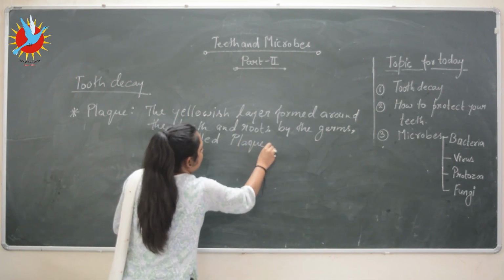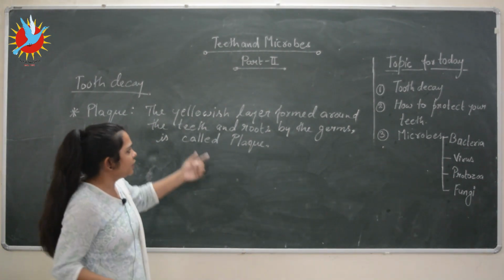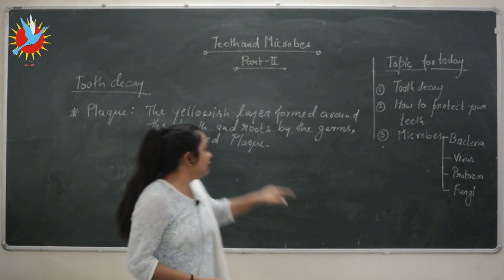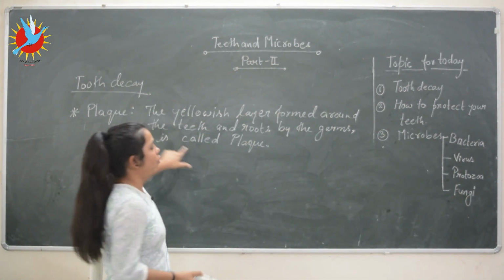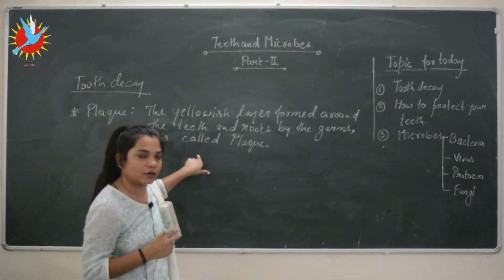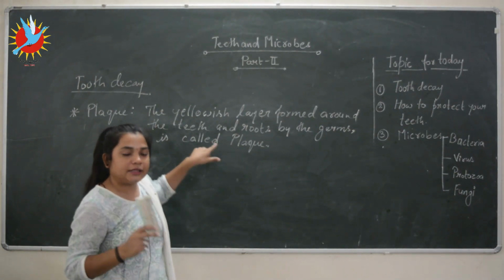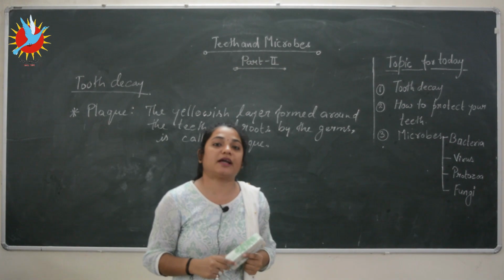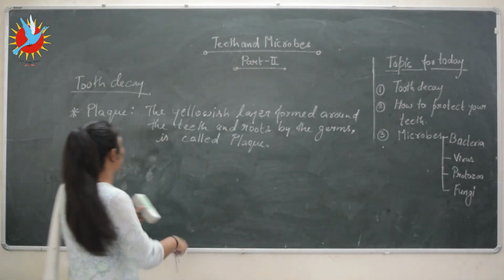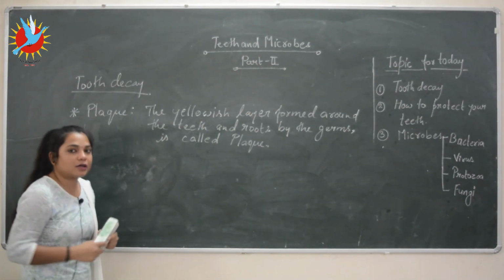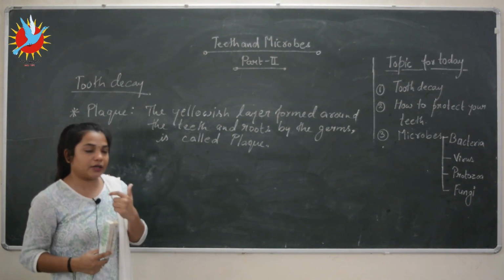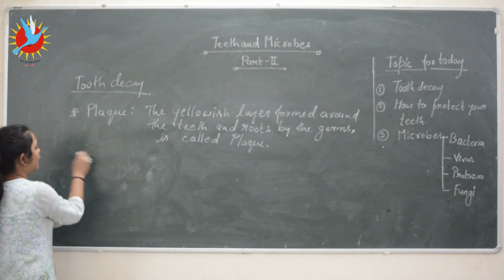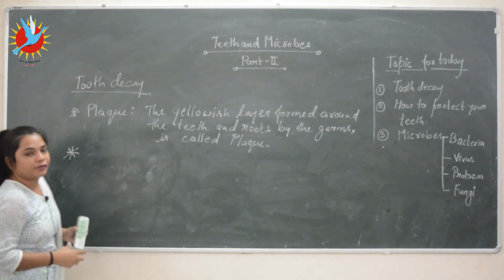Now, you must be thinking, so what if a yellowish layer is formed around the teeth and roots? So what? Well, this is just the beginning of decaying of your teeth. Okay, now what is decaying? Decaying is actually a permanent damage done to your teeth by the germs. So if plaque occurs in your jaws or in your teeth and roots, then there is some problem. You have to get treated.